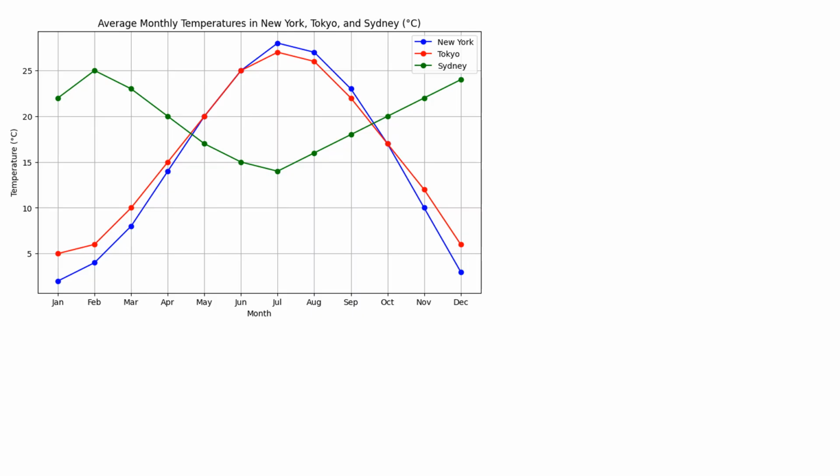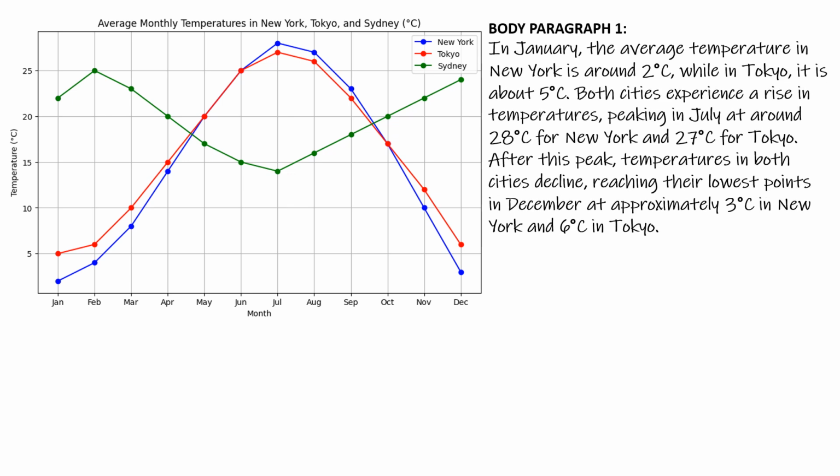Here's what I write for my first paragraph with the details. I begin by writing the information from the start of our time frame. In January, the average temperature in New York is around 2 degrees Celsius, while in Tokyo, it is about 5 degrees Celsius. Both cities experience a rise in temperatures, peaking in July at around 28 degrees Celsius for New York and 27 degrees for Tokyo.